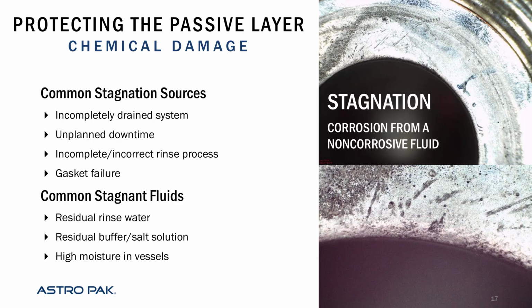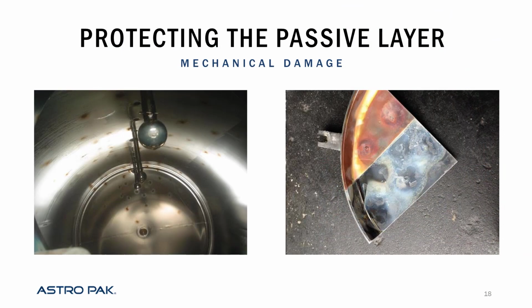And the stagnant fluids, I mean, rinse water can be enough to generate corrosion. We kind of talked about that with the tap water. So corrosion from an otherwise non-corrosive fluid. So those are the 2 kind of chemical examples that can generate rouge or just break down the passive layer. So let's talk about mechanical damage.